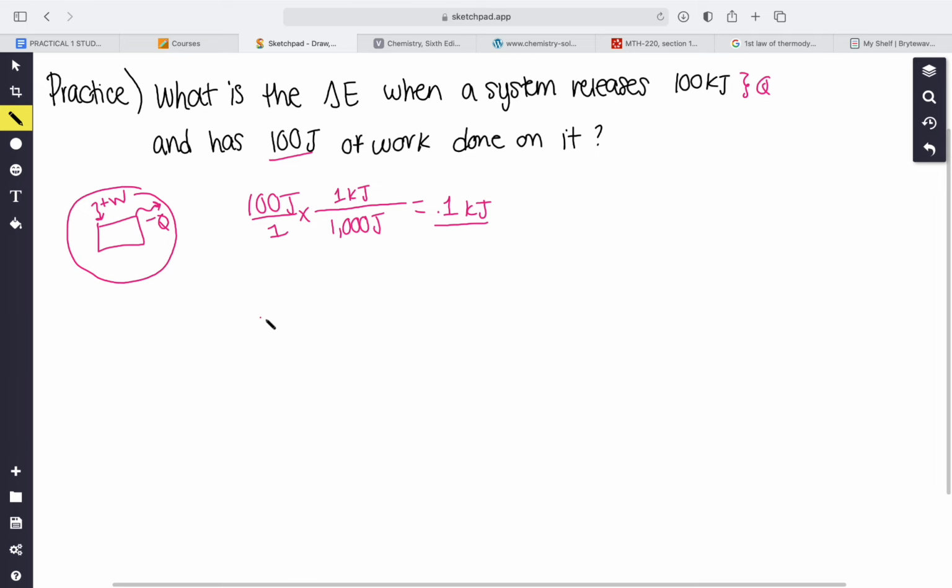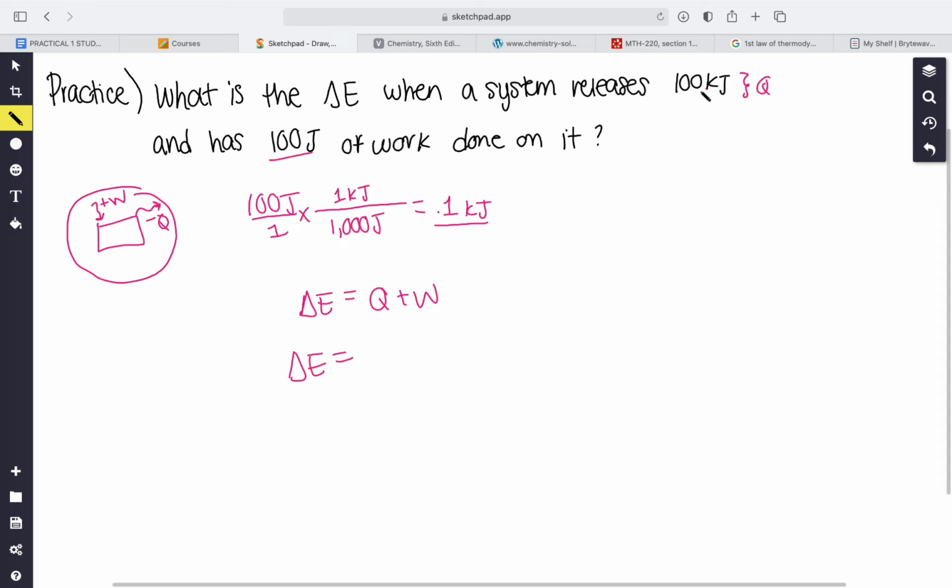All right, so now let's move on to the first law of thermodynamics equation, Q plus W. We're looking for the change in energy, so we don't have to move anything around, which is awesome. The Q that we're given, again, is going to be negative, so we're going to make this negative. Again, it's not going to tell you if it's negative or positive.